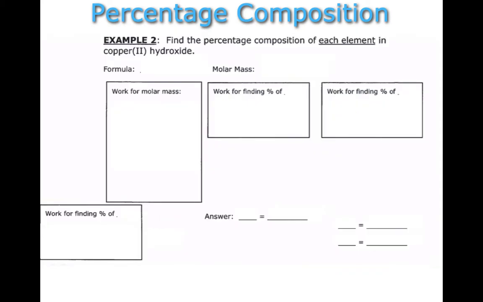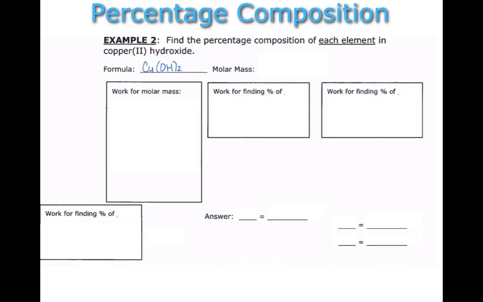Okay, the next example is to look at finding the percent composition of each element in copper 2 hydroxide. Copper 2 hydroxide is an ionic compound. Copper has a +2 charge, so it's a Cu +2. Hydroxide is a polyatomic ion. It's an OH -1, switch and drop. So your formula for copper 2 hydroxide is Cu(OH)2.